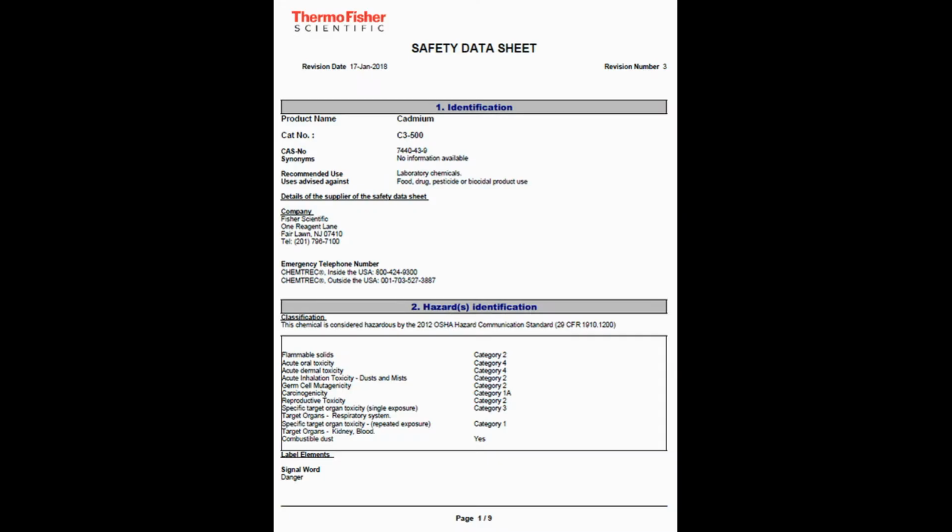First and foremost, you're going to have the manufacturer's name right up here. Next, you'll have the revision date. Next, the actual product name.